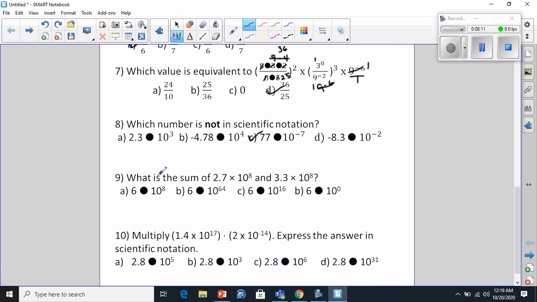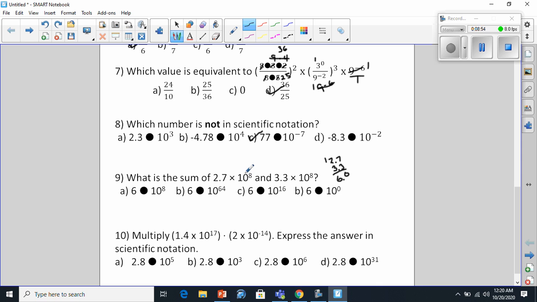Let's go to number 9. What is the sum of 2.7 times 10 to the 8th and 3.3 times 10 to the 8th? Well, both of these are 10 to the 8th, which means really we've got these two numbers that we're adding together, right? It's a sum. Well, 2.7 and 3.3, that's going to be 0, carry the 1, and that's going to be 6, right? Yeah. So, well, 6 was the first number in all these, so that wasn't really a big surprise.